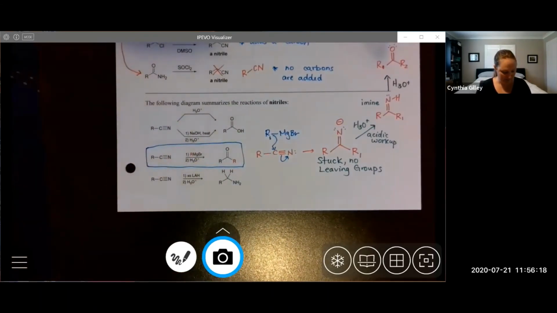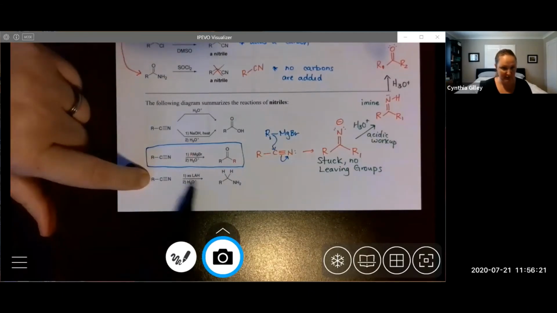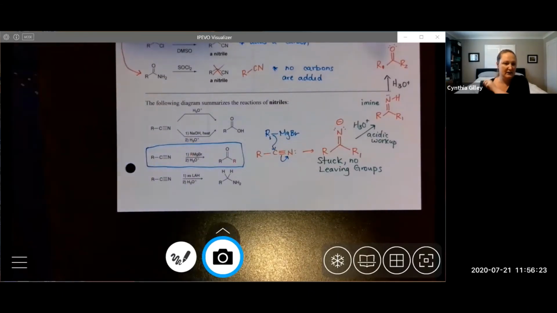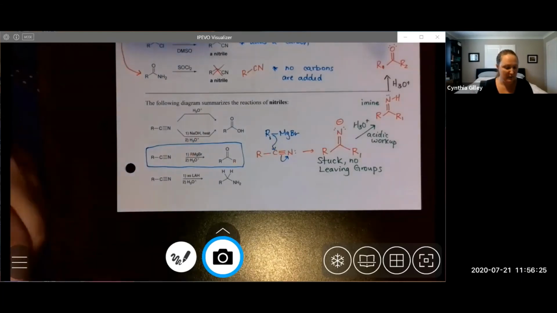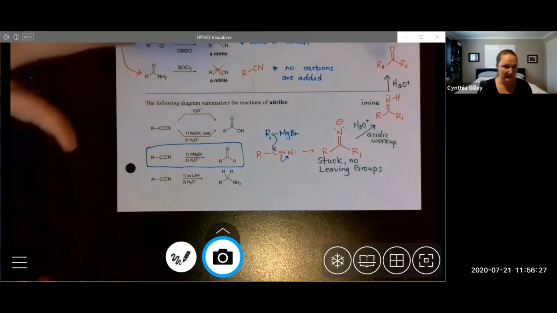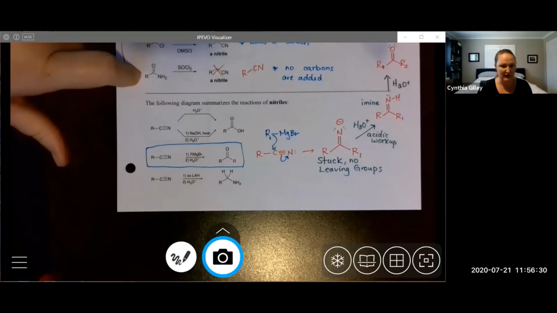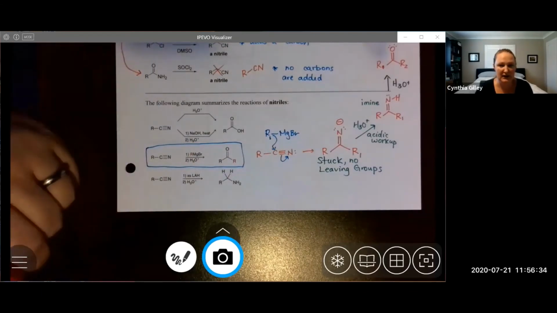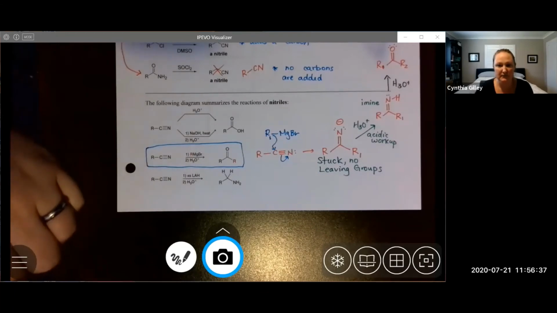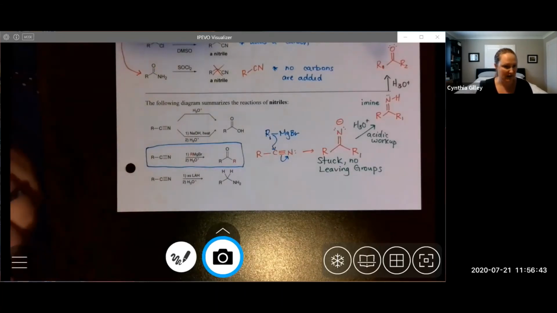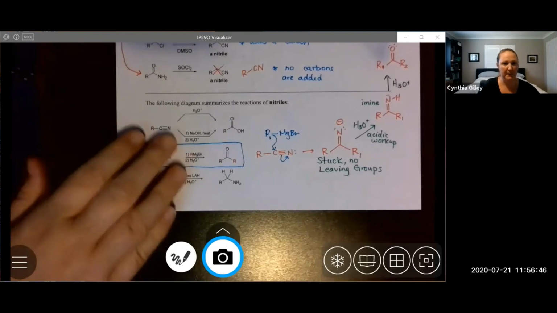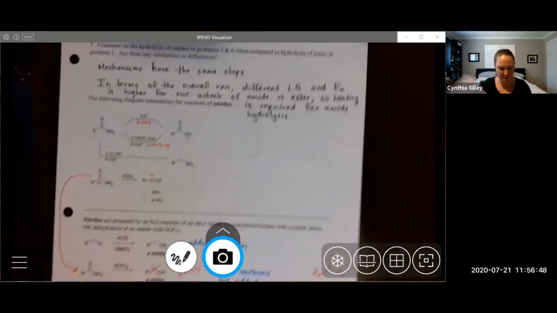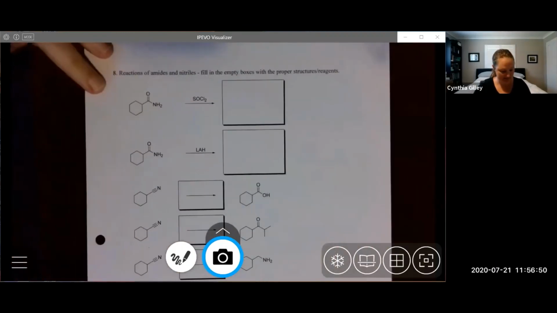Okay, and you can also reduce a nitrile with LAH to the amine. Right, so if you reduce a nitrile or an amide, right, with LAH, you get an amine. All other functional groups, when you reduce them with LAH, you get an alcohol. So it's important to know, right, when you reduce all these different functional groups with LAH, what are you going to get? Okay. So we're going to be filling in some boxes here.